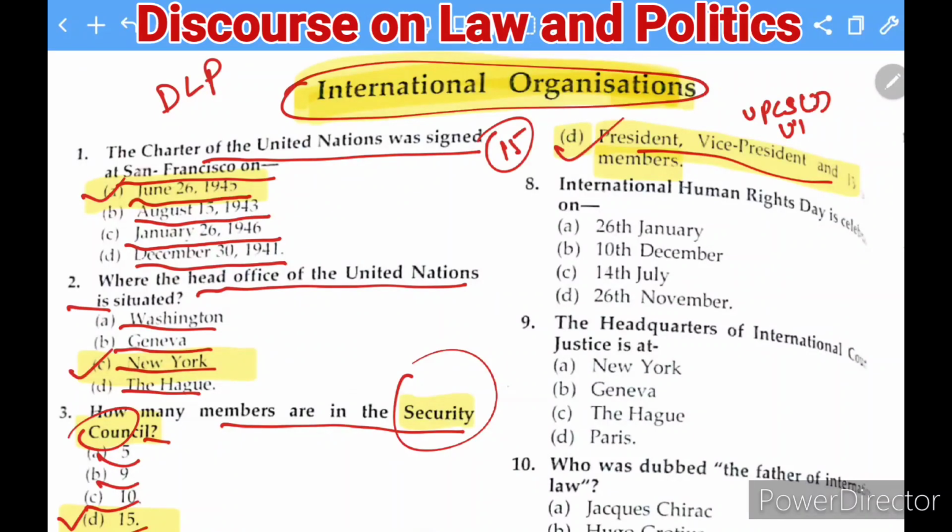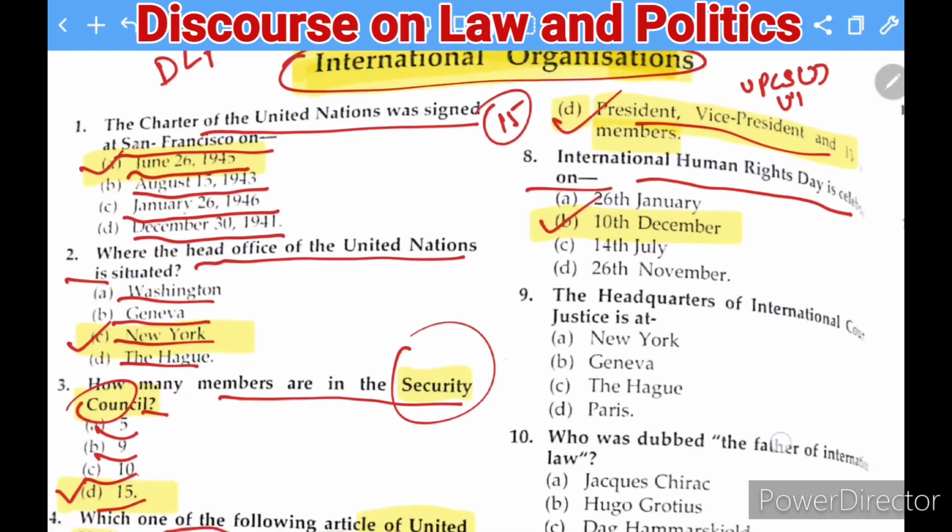Okay, moving to the next question. International Human Rights Day is celebrated on... When is International Human Rights Day going to be celebrated? The options given here are: 26 January, 10 December, 14 July, 26 November. Which is the right date for the celebration? Just give your answer. You all know that we celebrate the International Day on the 10th December. So this is the right answer.